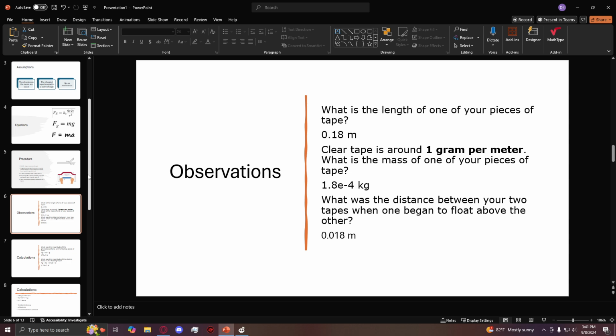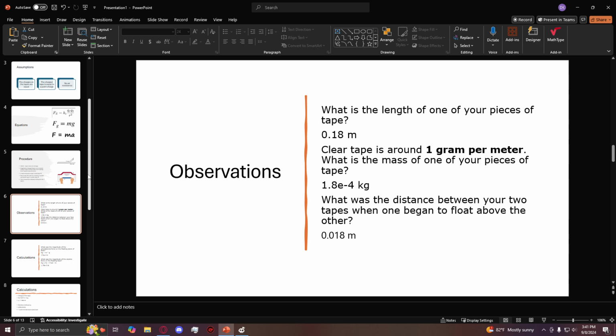For my observations, the length I got for one of my pieces of tape is 0.18 meters. Clear tape is around 1 gram per meter. This means that the mass of my tape is 1.8 e to the negative 4 kilograms.